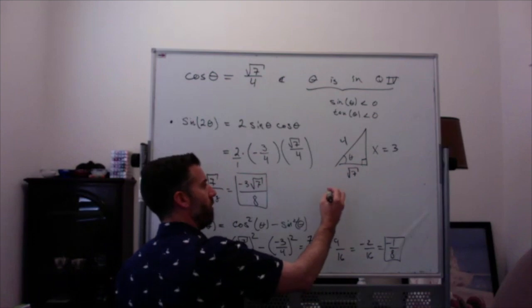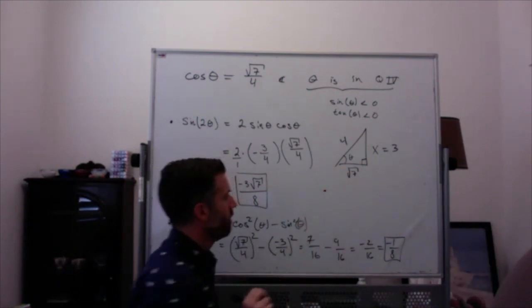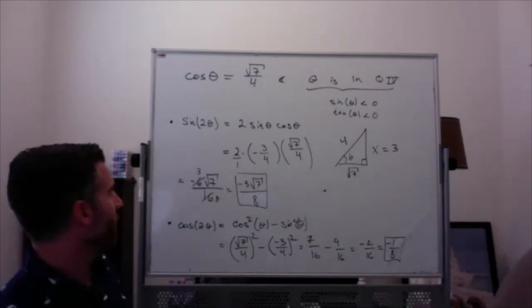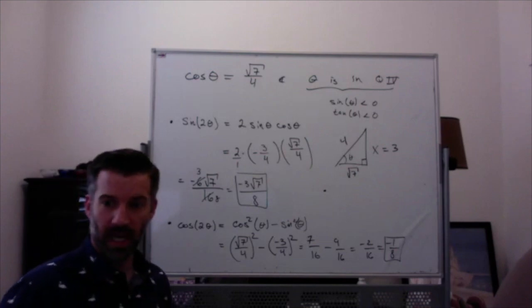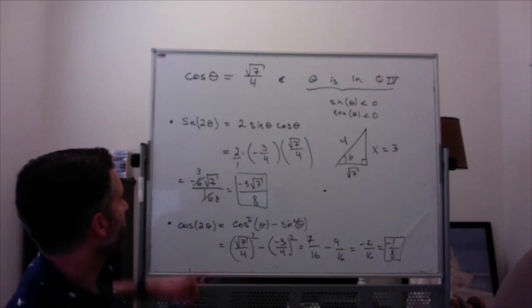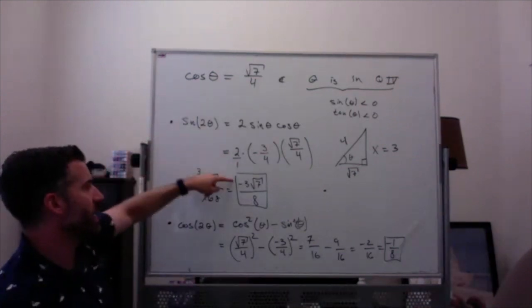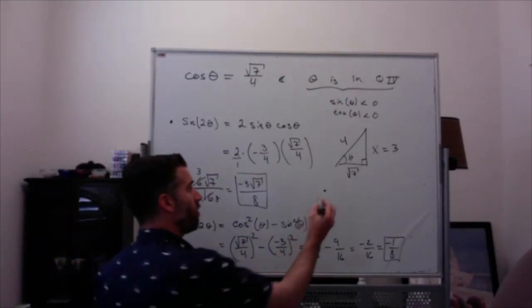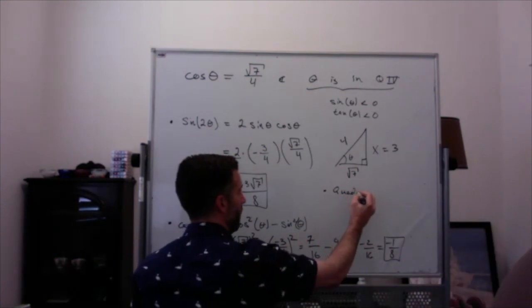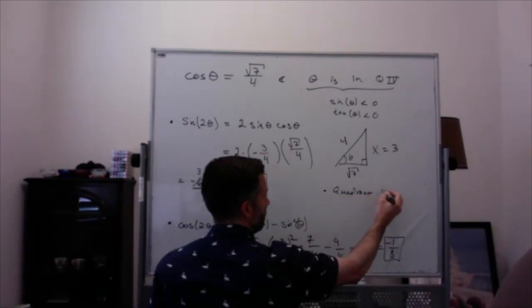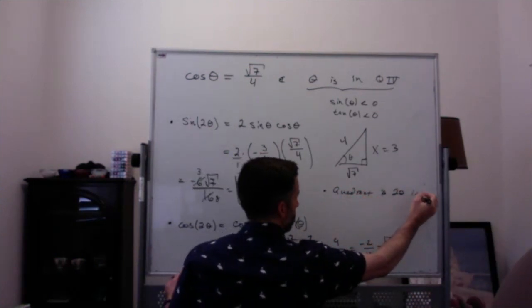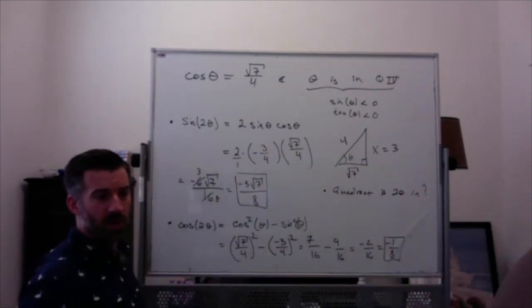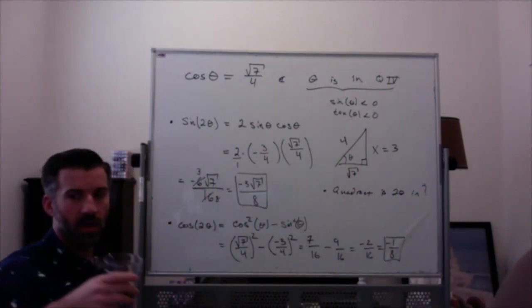Last question, which I know I'm kind of out of room for. I would like you guys to type in the chat, based on the fact that sine of 2 theta is negative and cosine of 2 theta is also negative, what quadrant does 2 theta have to be in? 1, 2, 3, or 4?